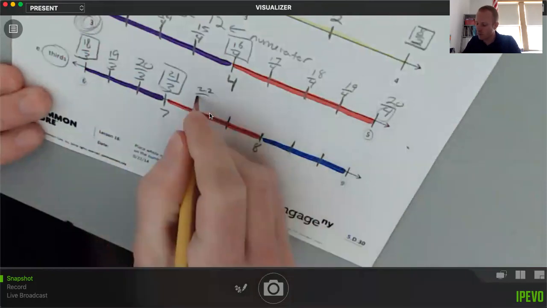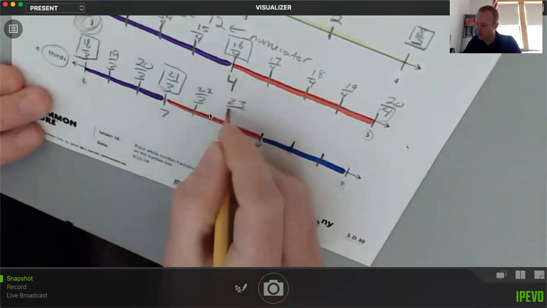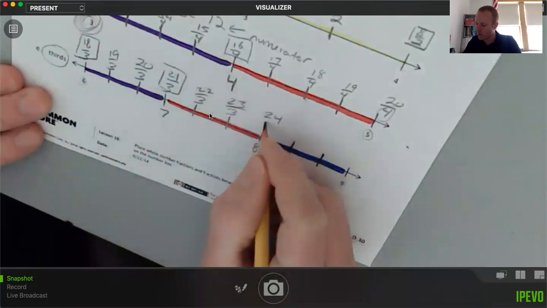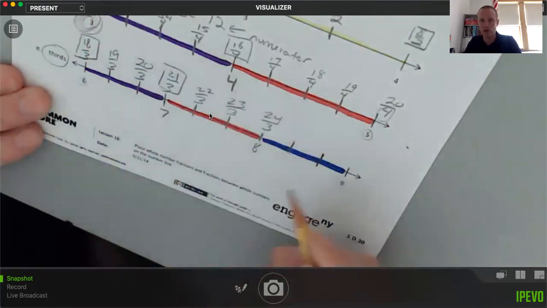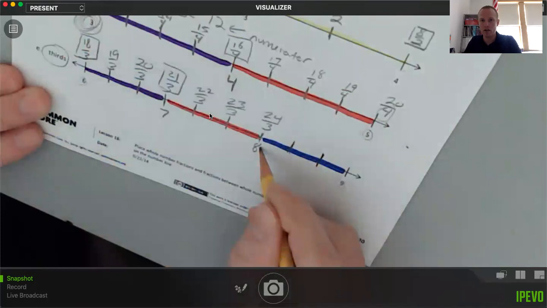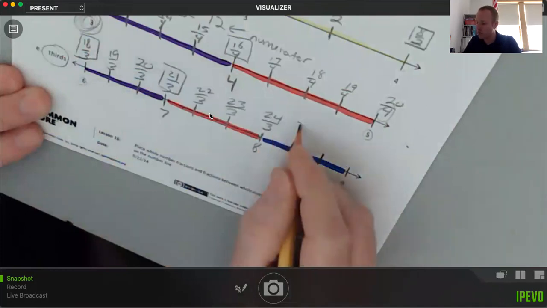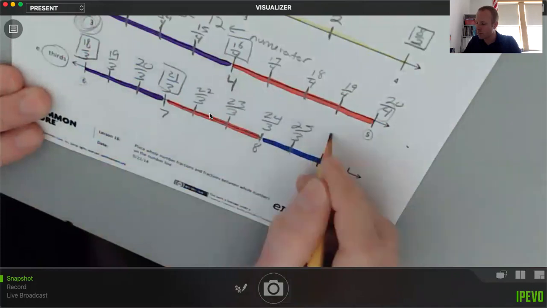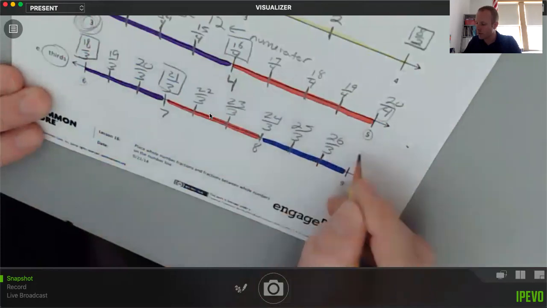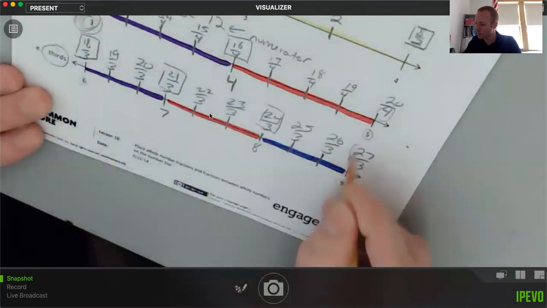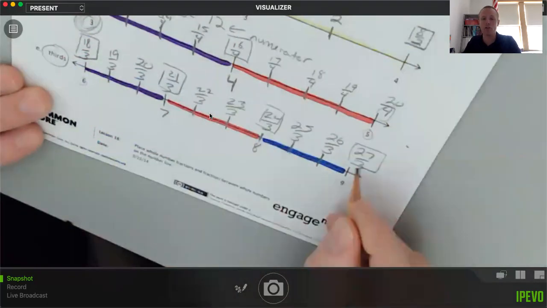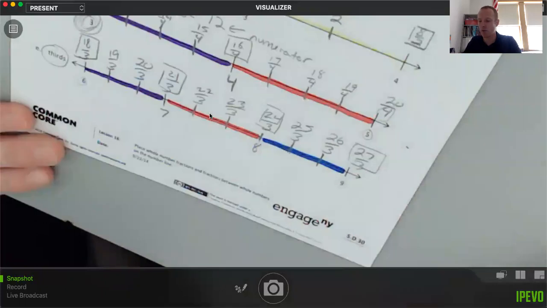22 thirds, 23 thirds, 24 thirds. Again, I'm at a whole number, so I stop and check. Is 8 times 3 24? It is, so I can move on. 25 thirds, 26 thirds, and 27 thirds. I should box my whole numbers again. 9 times 3 is 27, so we know we've done that properly as well.